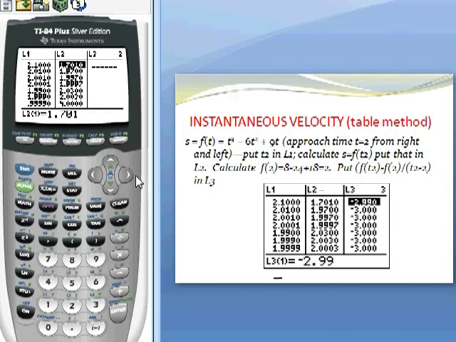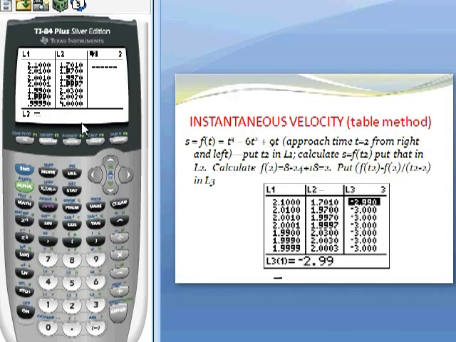Now in L3, I'm going to put the slope, f of t2 minus f of t1 over t2 minus t1. Alright, so let's look at that. F of 2, so that is the t1, is going to be 2 cubed minus 6 times 2 squared plus 9 times 2. And that actually gives me the number 2, so I can put that in there. So I'm going to enter.